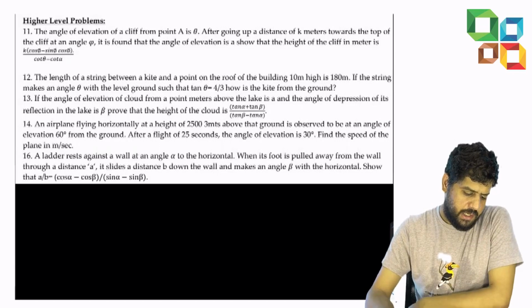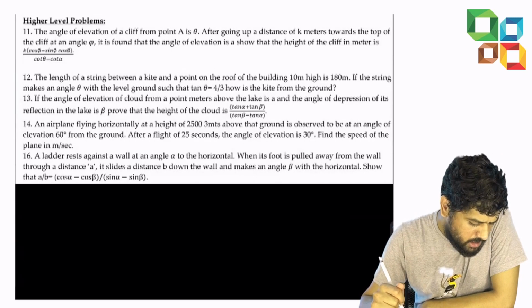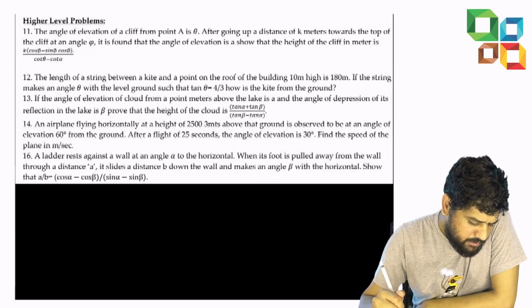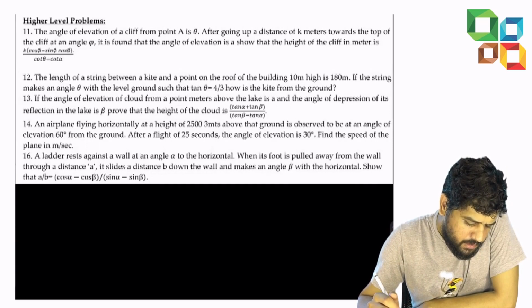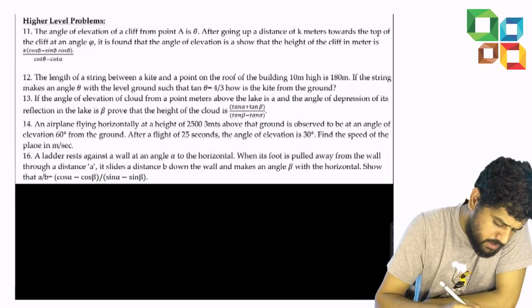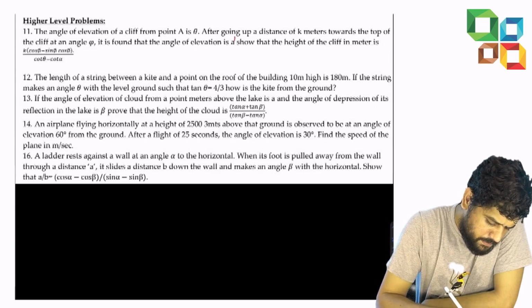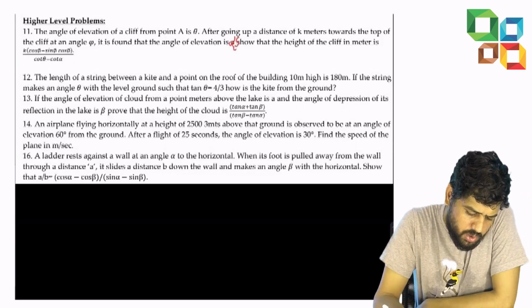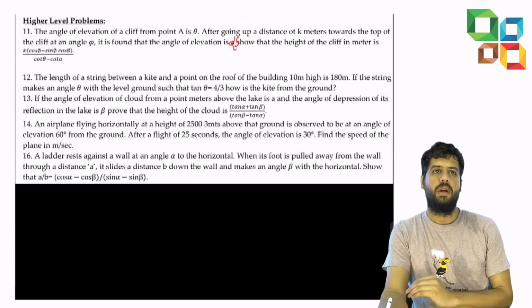The angle of elevation of a cliff from a point A is theta. After going up a distance k meters towards the top of the cliff at an angle alpha, it is found that the angle of elevation is alpha. I think this should be alpha. Show that the height of the cliff in meters is this.